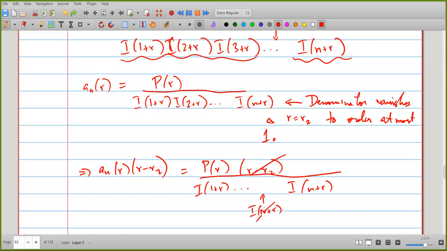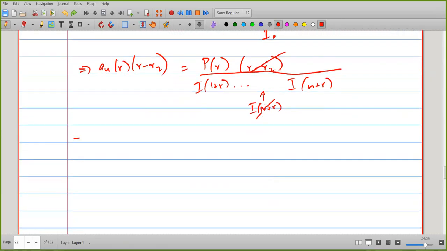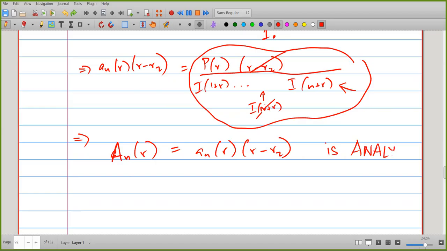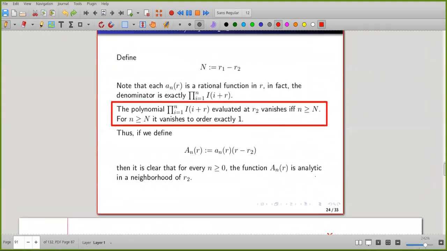So the point is that the remaining thing gets cancelled off, and for the remaining thing, the denominator does not vanish. So this is what I've defined, A_n(r). This function is analytic at r equal to r2 for all n greater than or equal to 1. All these functions are analytic. Okay, that's the point we made in this slide.